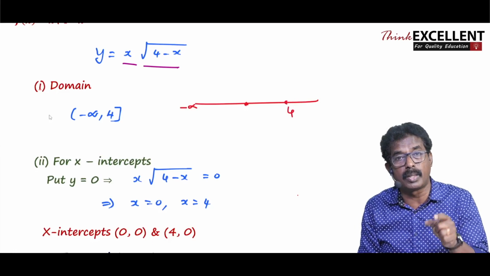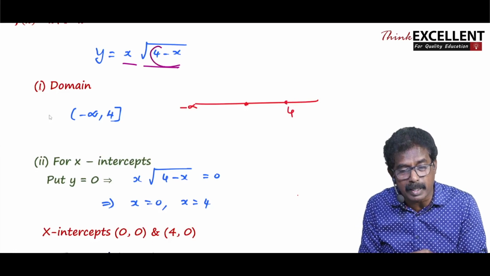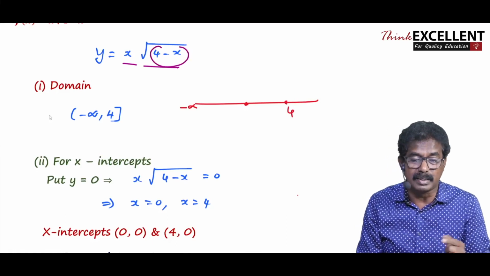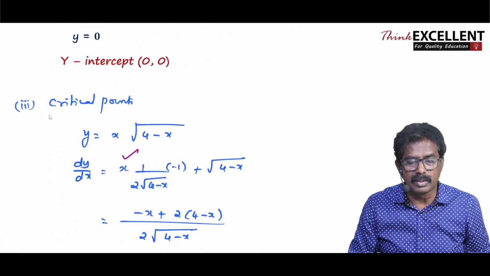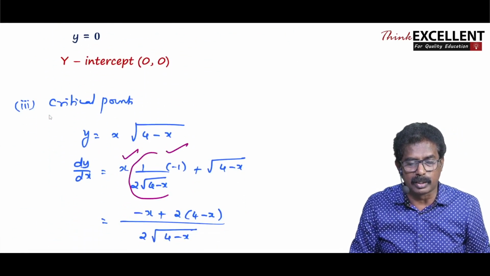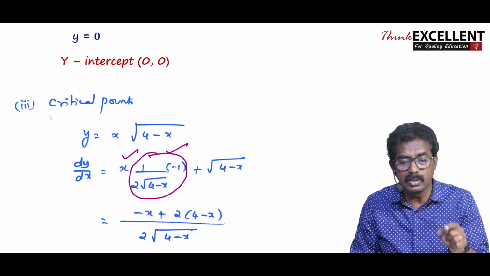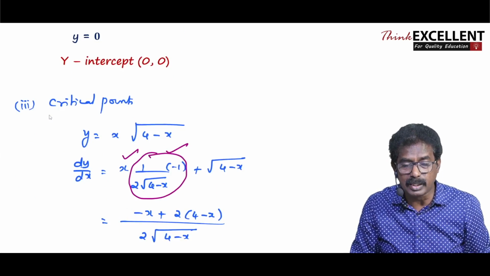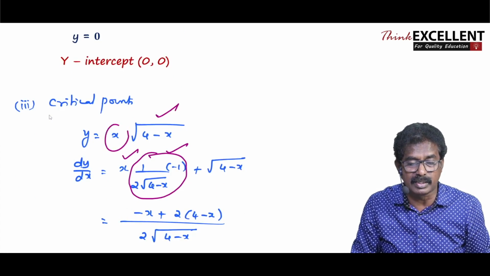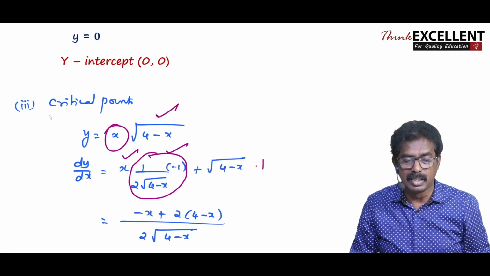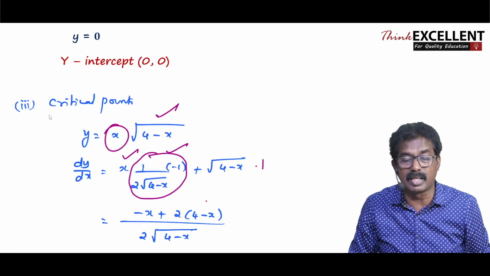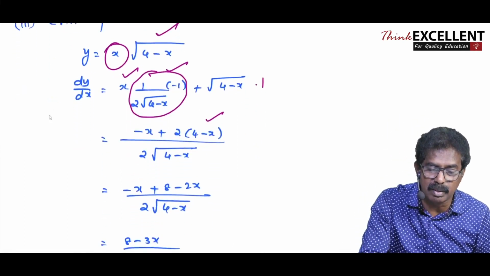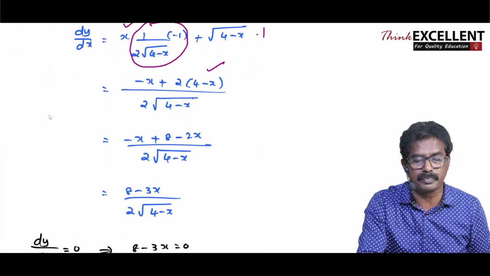The derivative of root x is 1 by 2 root x, into the derivative of the inner part: derivative of 4 is 0, minus x gives minus 1. So first into derivative of second, hope you understood: 1 by 2 root x into minus 1. Plus second into derivative of first, where the derivative of x is 1. Take LCM, root 4 minus x into root 4 minus x gives 4 minus x. Expand, simplify, you are getting like this.